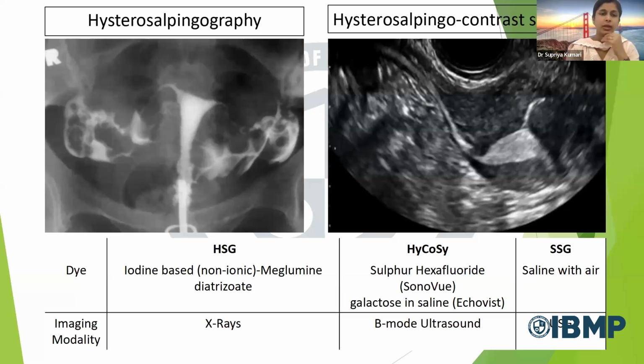So this picture is very beautiful. You can see this is a classical HSG picture, that is hysterosalpingography. We can see the uterine contour, the outline. These are the two tubes, and we can see the free peritoneal spill bilaterally. And this is a HyCoSy, hystero-contrast sonography. What we can see here is the uterus, the two tubes, and the spills which can be seen in this image. For HSG, we use iodine-based dyes like meglumine diatrizoate, and for HyCoSy, we use SF6, that is sulfur hexafluoride, or we can also use Echovist, that is galactose in saline, right?